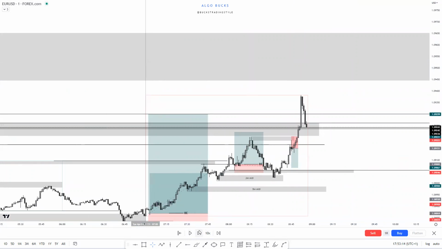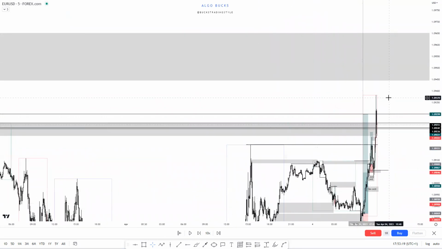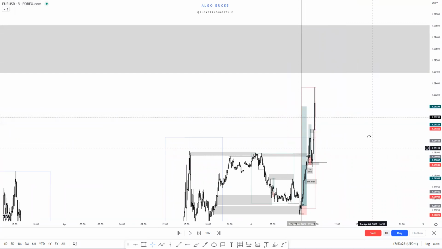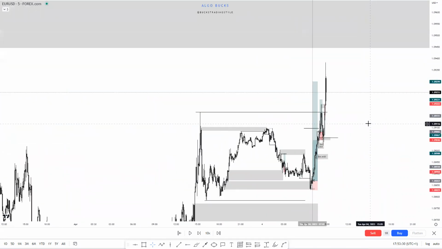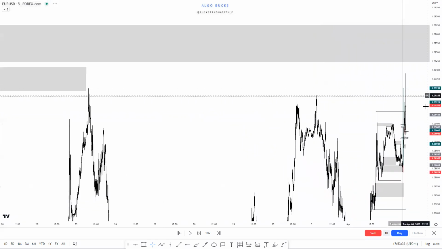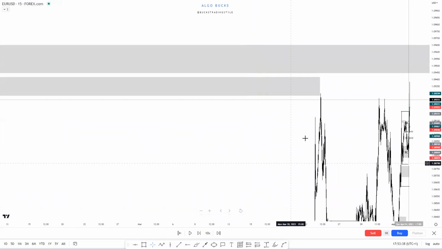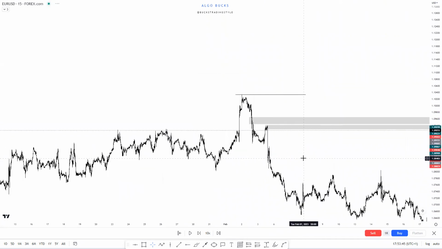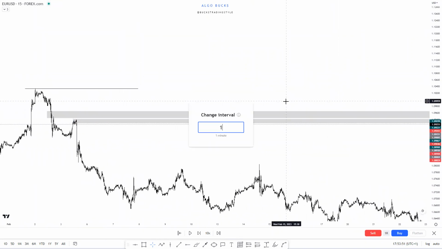From M1, what is price doing? Nothing interesting. We go on 5 minutes. Let me take out all of these levels. Okay, so on 5 minutes, what are we seeing? Nothing interesting. We go on 15 minutes. Why is price not going back? Okay, price doesn't want to go back all the way to this. Let's see. Okay, on 15 minutes, we had this POI and this POI right here.